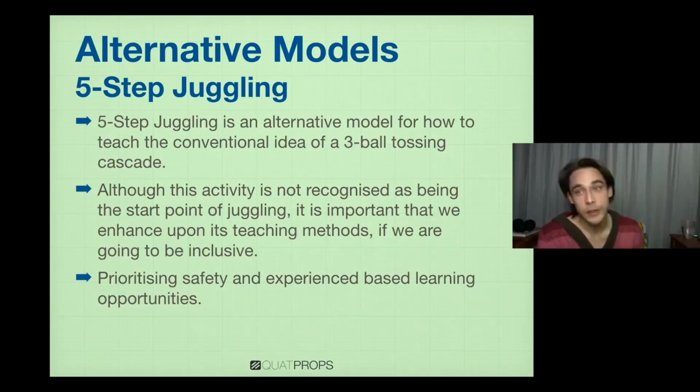So now we're going to look at this alternative model. You're going to want to have your balls and your rings nearby. This is a lesson plan that I developed, trying to address the issue of teaching the 3-ball tossing cascade lesson. This was much earlier, around the same time that I started to create these functional juggling ideas. But I was teaching in a school.